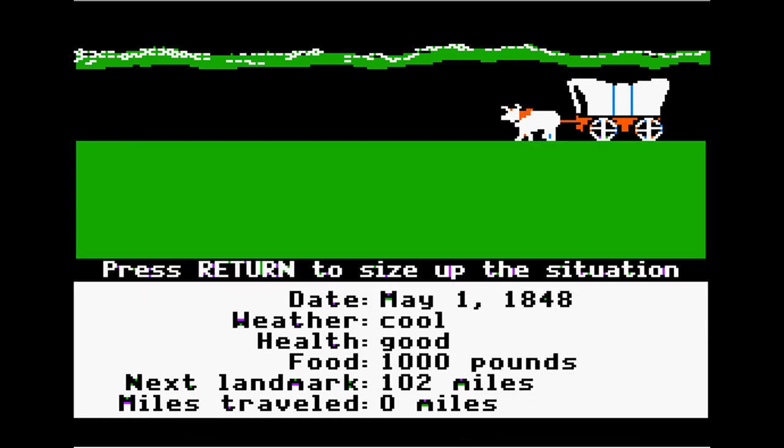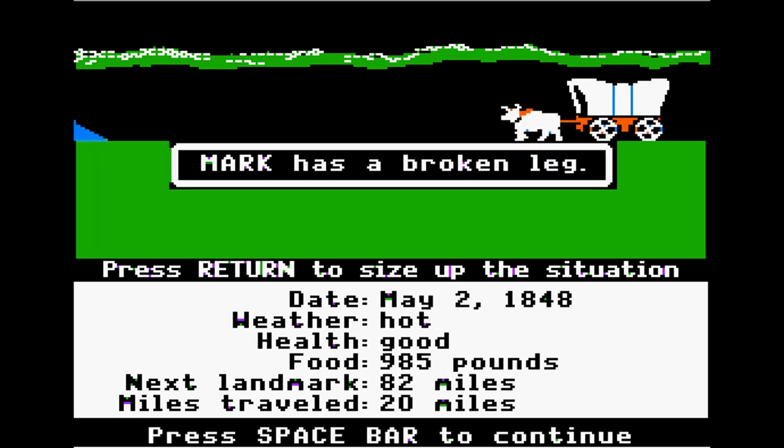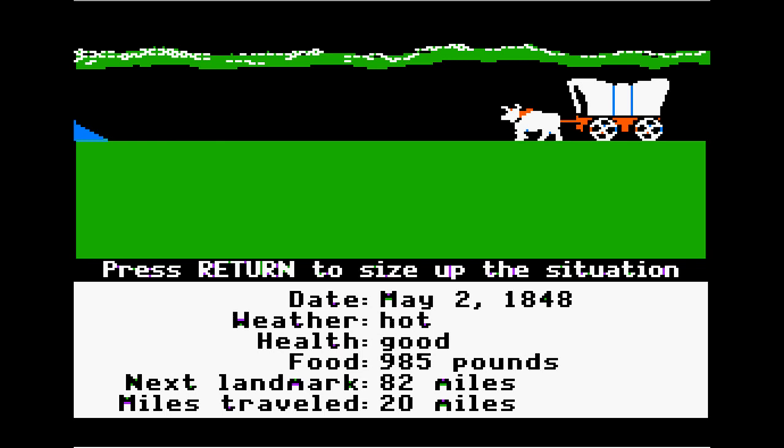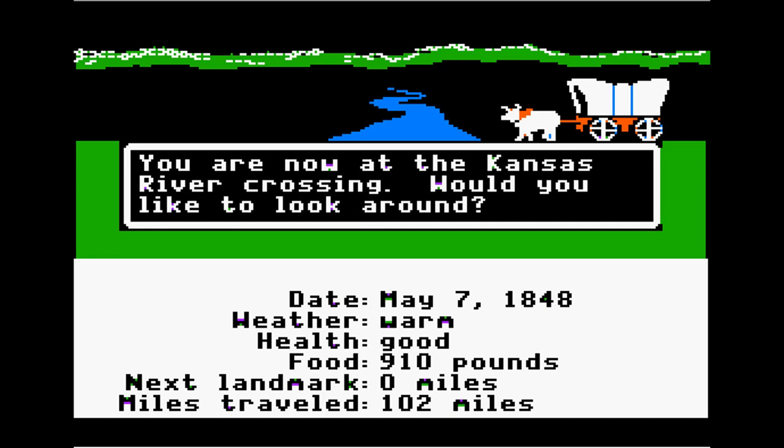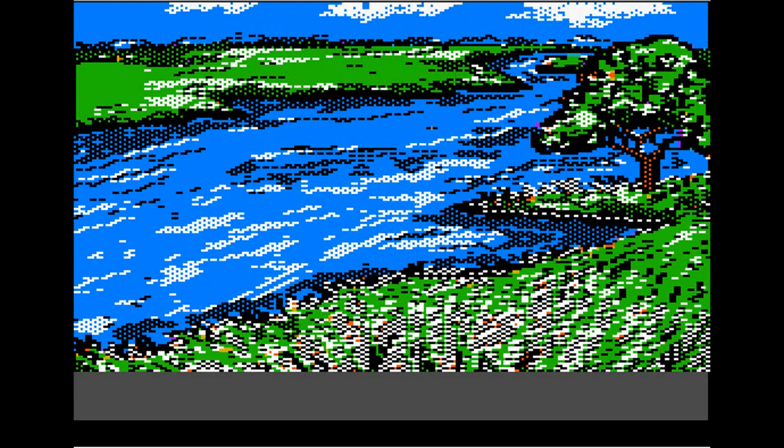Here we're finally getting underway. You'll soon see a little animation of my wagon. Every day, things can happen. I see, Mark, you broke your leg there. You're using food, the weather changes, you go further or shorter distances depending on the pace that you set and your health and the weather. There's all kinds of factors to play into this.